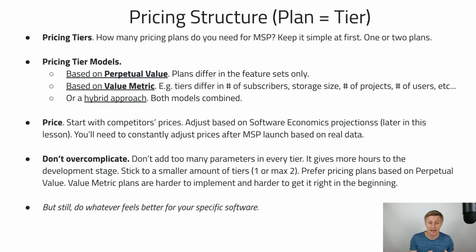But changing pricing tiers and pricing tier models, this is what takes the most time to develop. So make sure you don't overcomplicate it and start simple. Technically, the easiest option will be to provide just one pricing tier with everything included for all users, or if you want, let's say, 2 pricing plans, then make sure you don't put too many value metrics on it. The perpetual value model is a bit easier to integrate within your software. And finally, regardless of my recommendation to simplify your pricing structure as much as you can, still you need to prioritize your software needs and what makes the most sense for your specific idea.